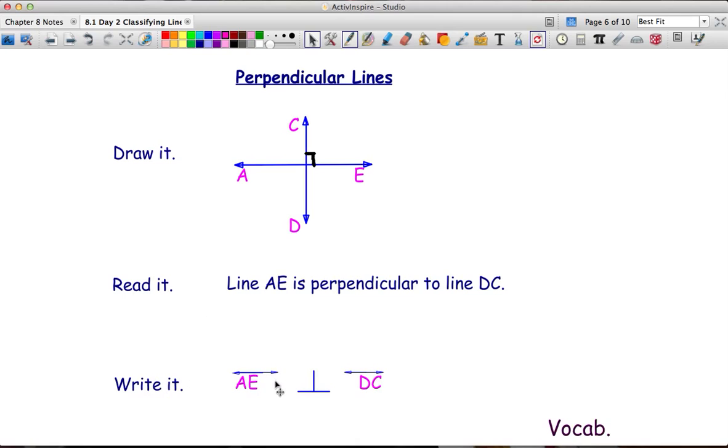To write this, we would use our line symbols. So line AE is perpendicular to line DC.